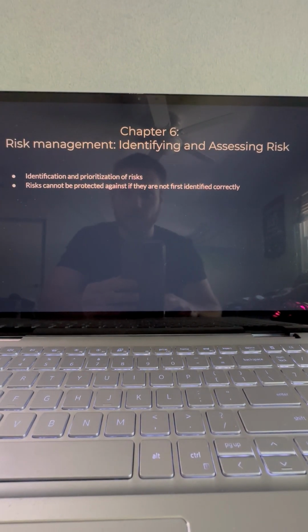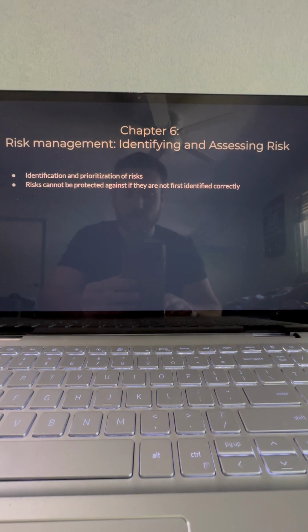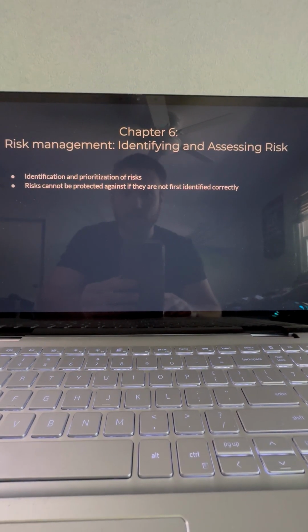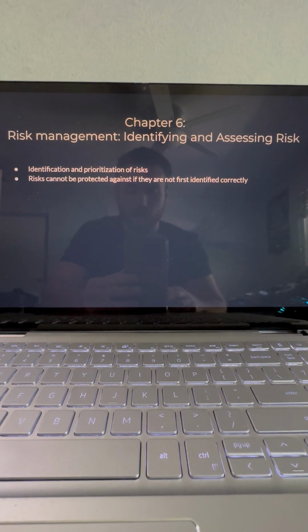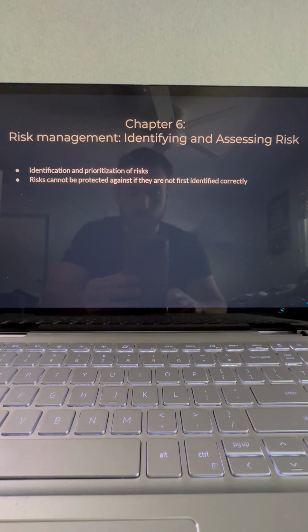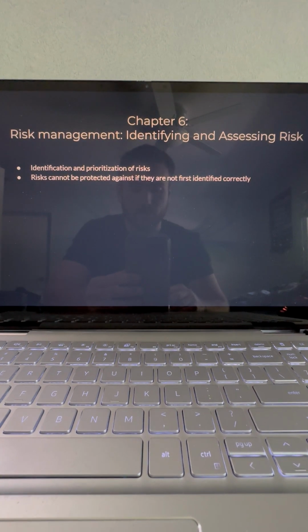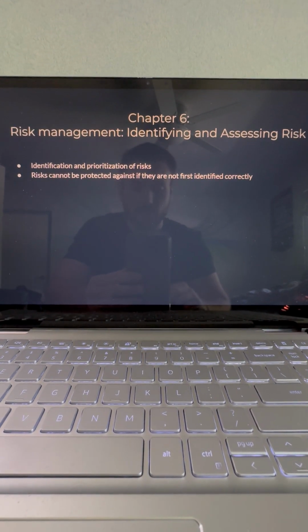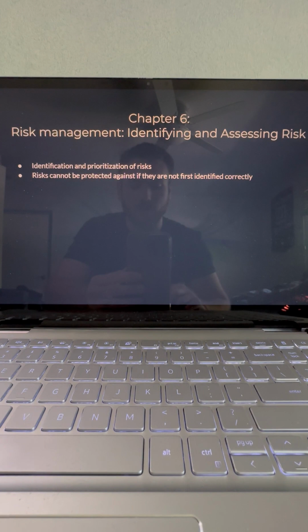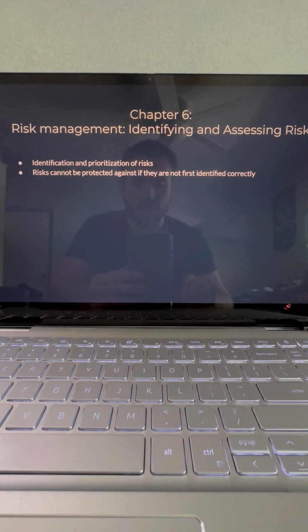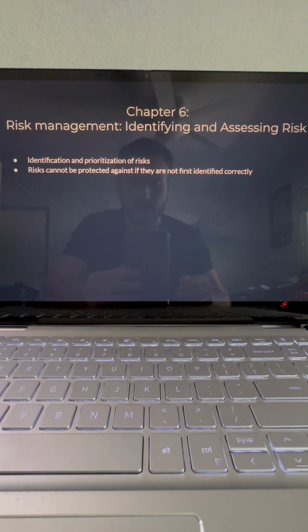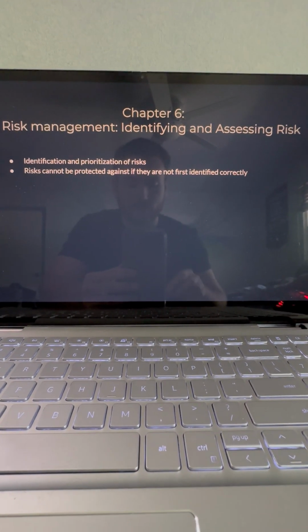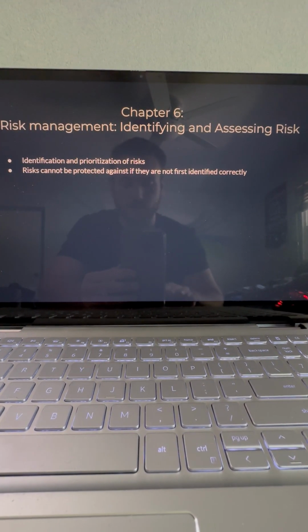Moving on to Chapter 6, we look at risk management, identifying and assessing risk. Identification and prioritization of risks is what we're going to look at. And this is important because risks must first be identified in order to be protected against. Prioritization of information assets is important because the significance of different types of information should be assessed and the level of protection for each asset be determined based on the value and potential impact on the organization.